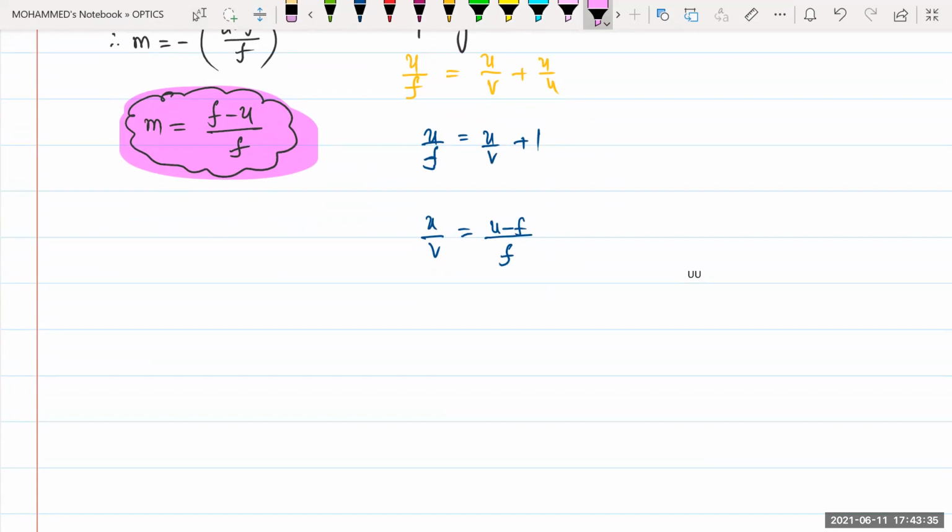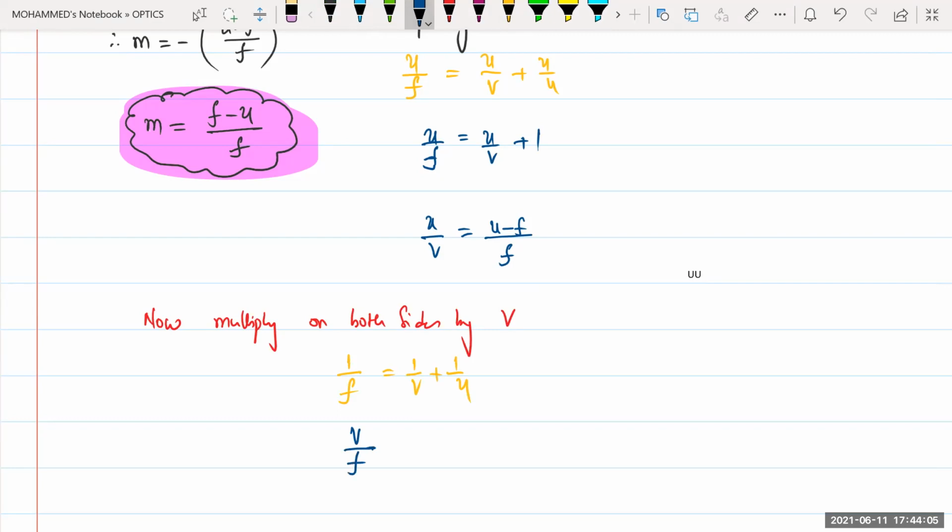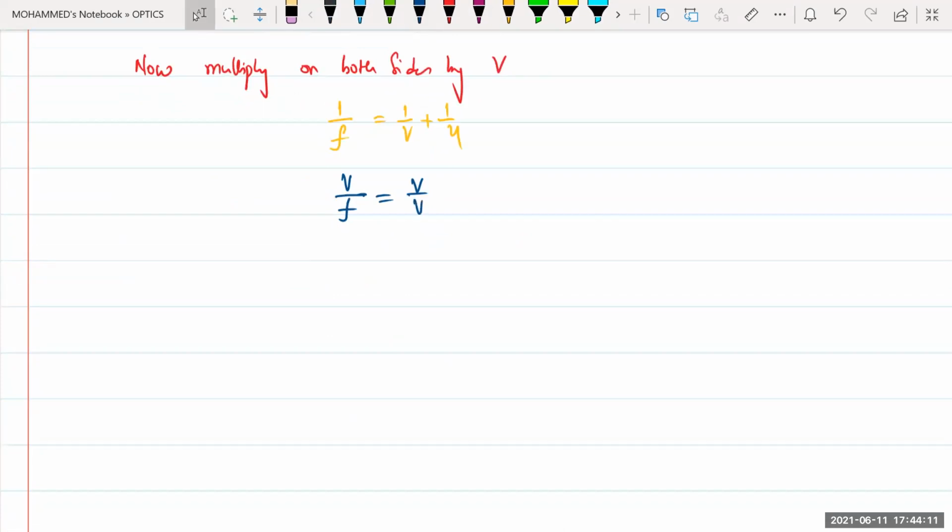Now if I'm writing the next one, beta, multiply on both sides by v. So what is the mirror formula for me? 1 by f is equal to 1 by v plus 1 by u. That means this will become v by f equals v by v plus v by u. That means v by f will be equal to 1 plus v by u.